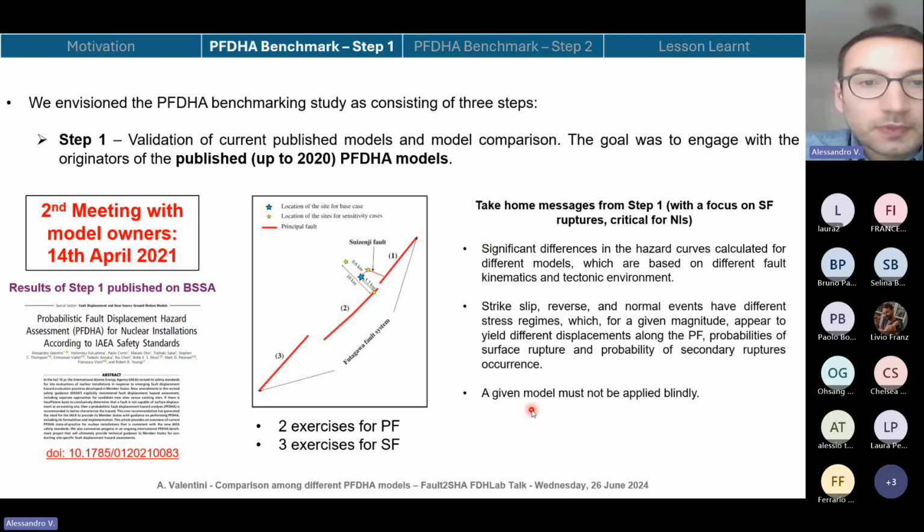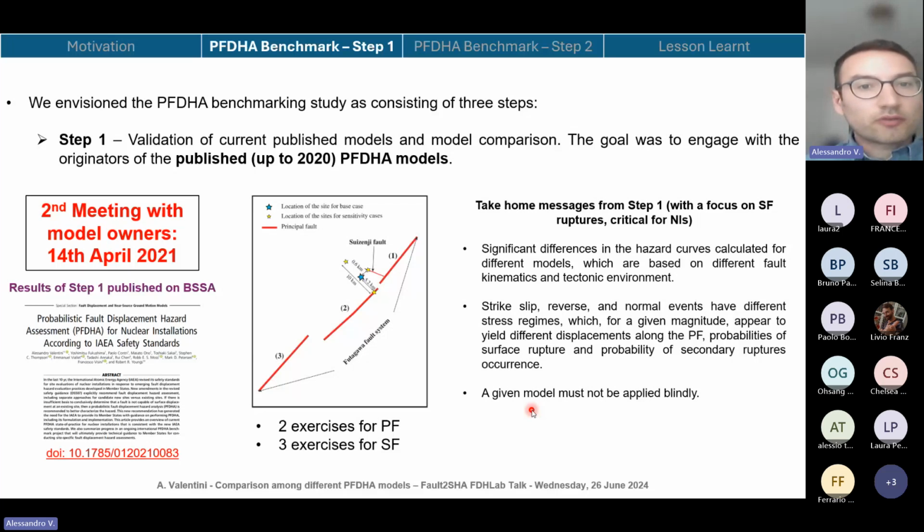So the whole project is taught for both principal and secondary faulting, but sometimes we put our efforts more on the distributed rupture exercise. As you have seen, there are huge differences between the models. We also compared all models. The models that we compared are built with different databases, and are taught for different regions, so are for different kinematic and tectonic environments. So maybe the main message was that a given model must not be applied blindly.